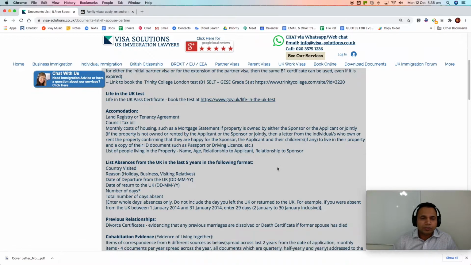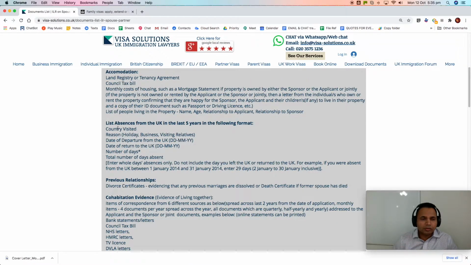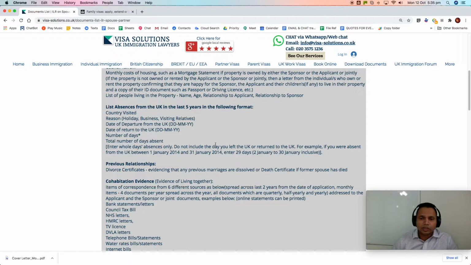List of people living in the property, list of absences in the last 5 years. So for the indefinite leave to remain application, the last 5 years of absences are relevant. Throughout the last 5 years, in any 12-month period, the absence should not be more than 180 days in total. The 5 years are counted from the date of application.